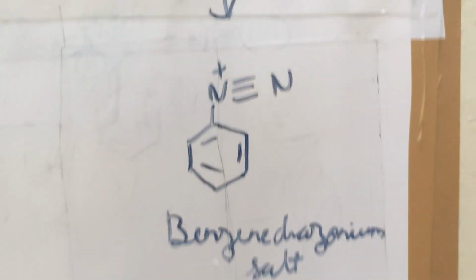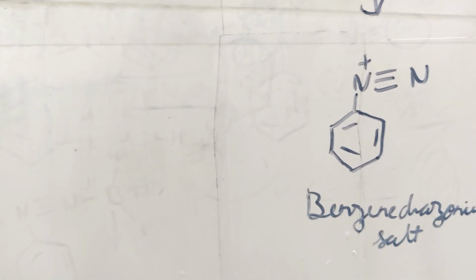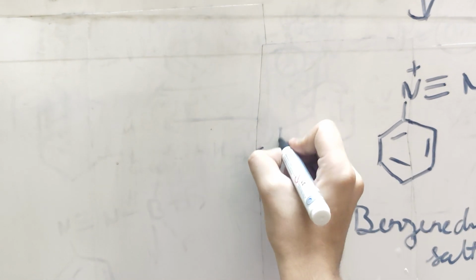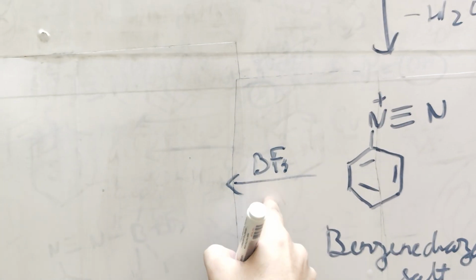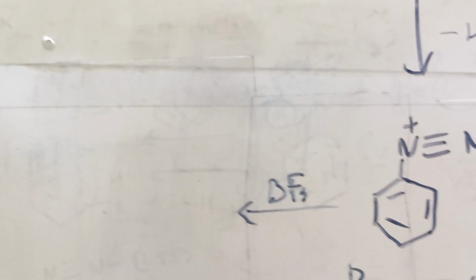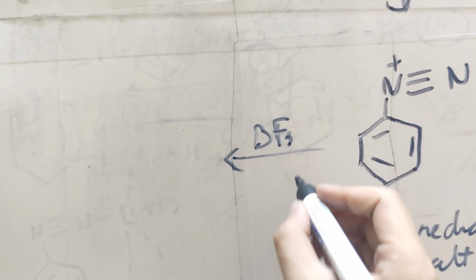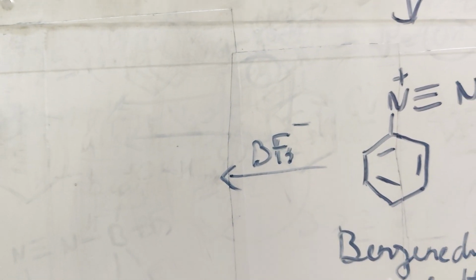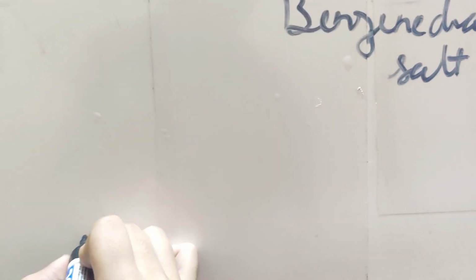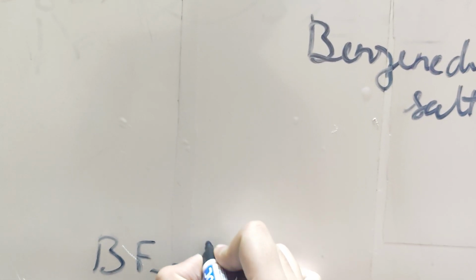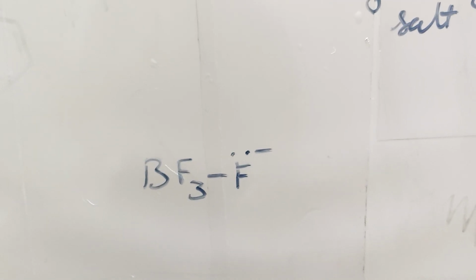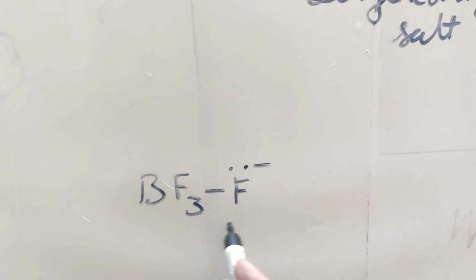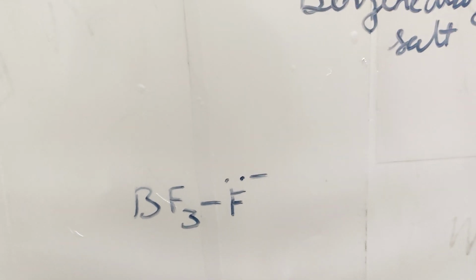After this, coming here, there is BF4. As I told you, one of the hydrogens from this has gone here, so there is BF4, which is negatively charged. What will happen, I'll show you. So there is BF3 and F, with 2 electrons, negatively charged. Okay, so this is the tetrafluoroborate that we have of boron.